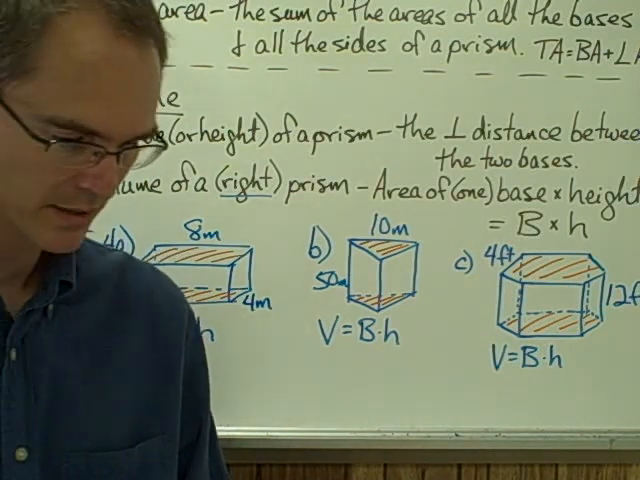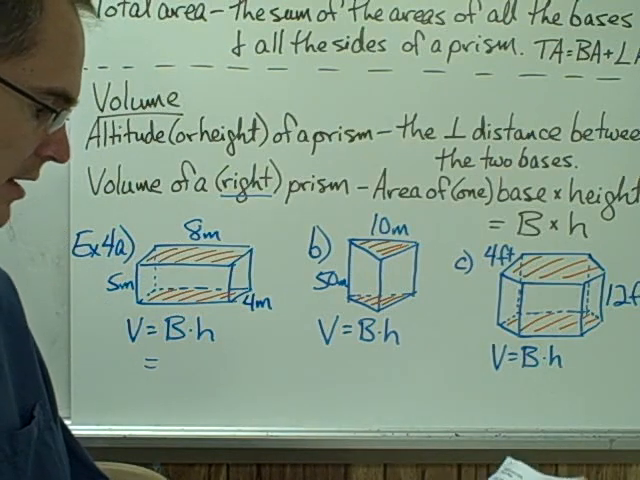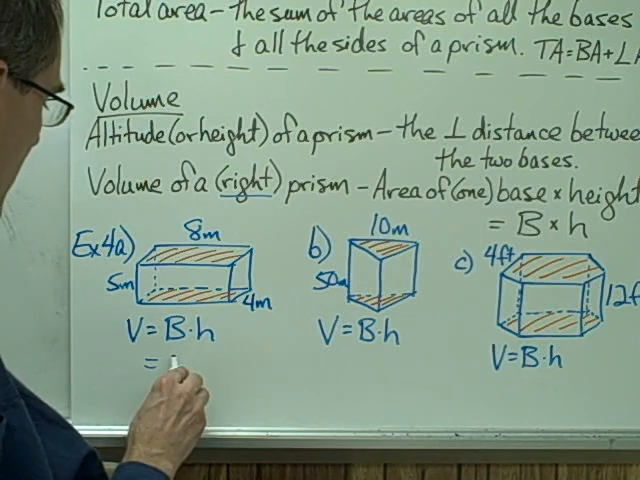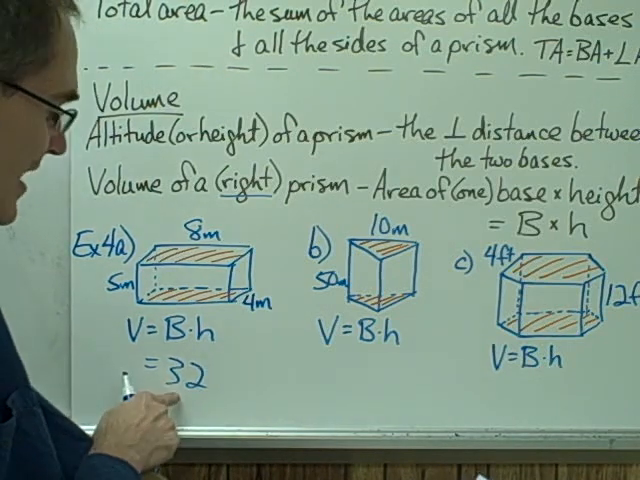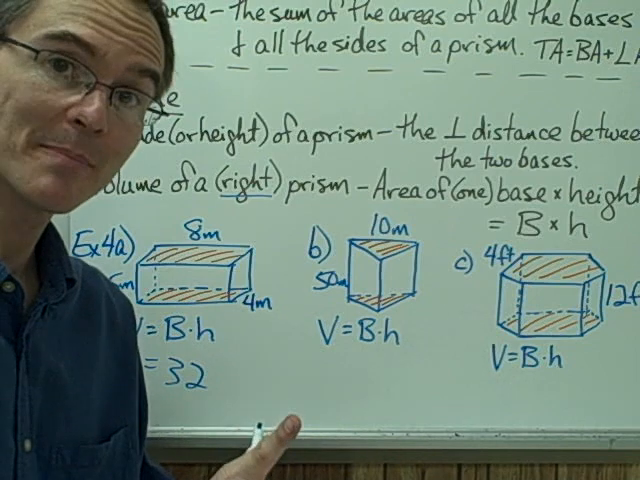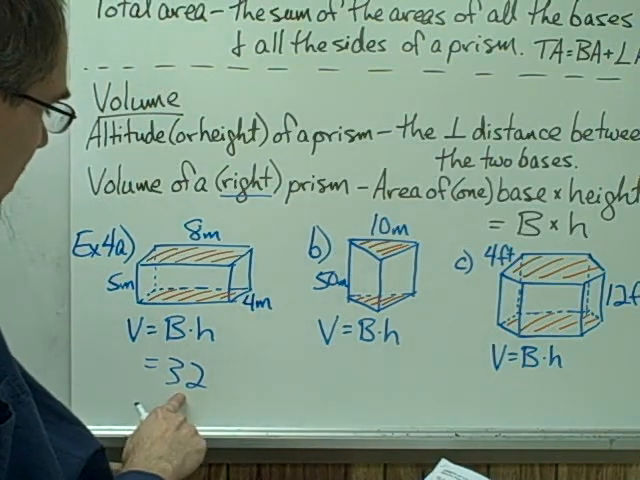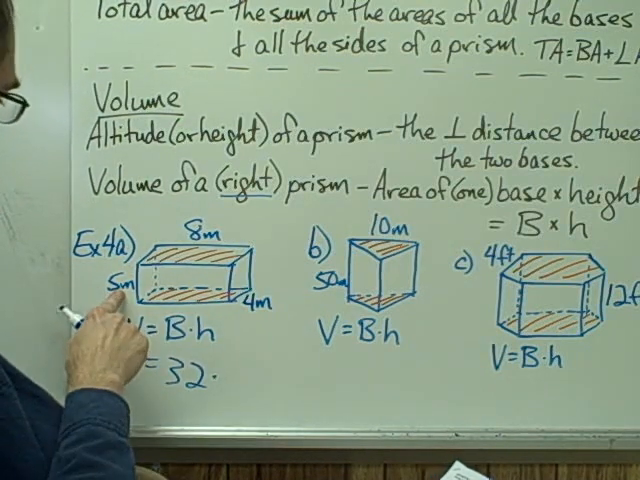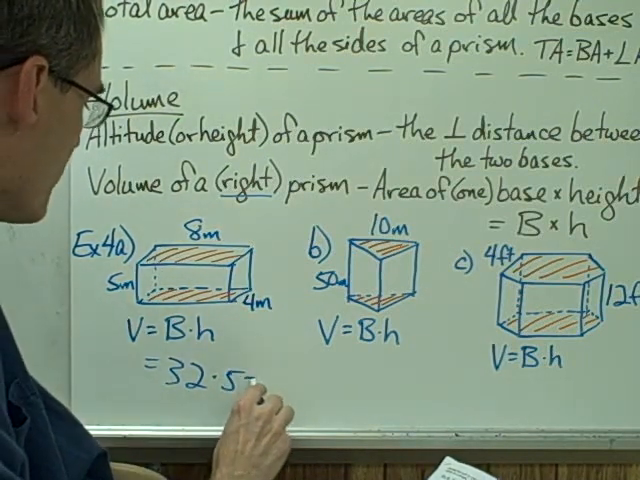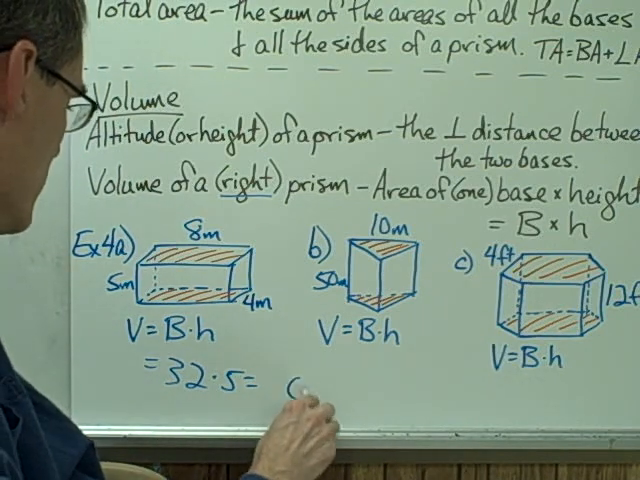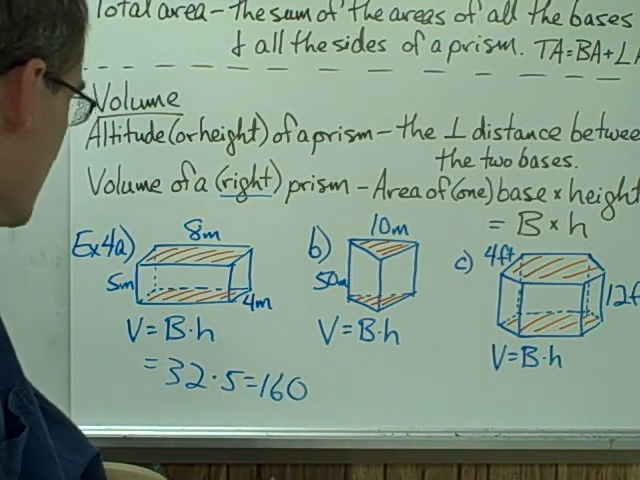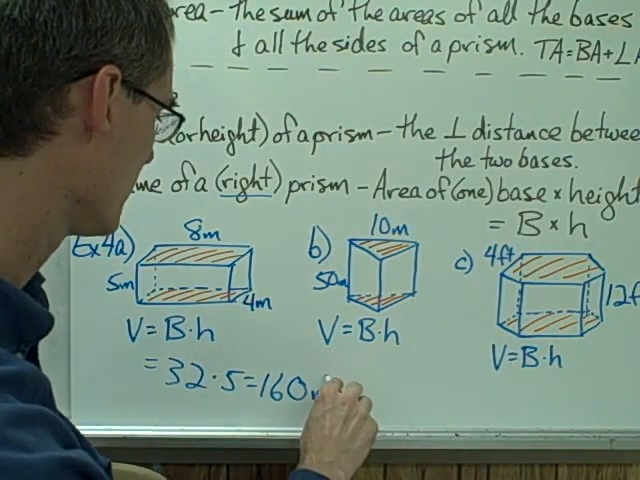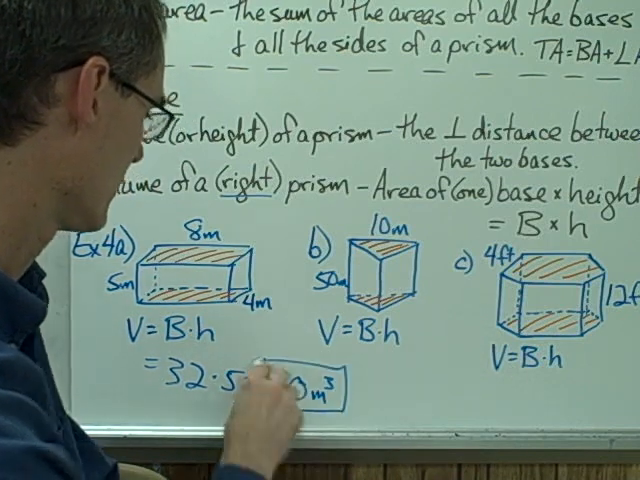So let me look back in my notes here. The area of one of my bases for my rectangular prism is 32. Notice I'm only using the area of one of my bases, not both of them. The height of my rectangular prism is 5. So 32 times 5 is 160. Now this is volume, so this is going to be in units of meters cubed.